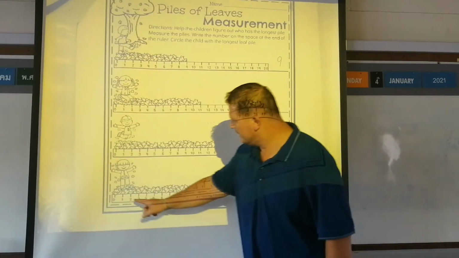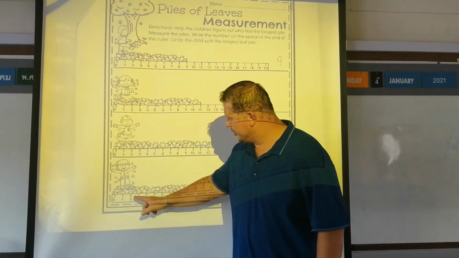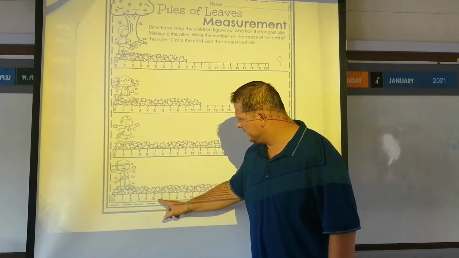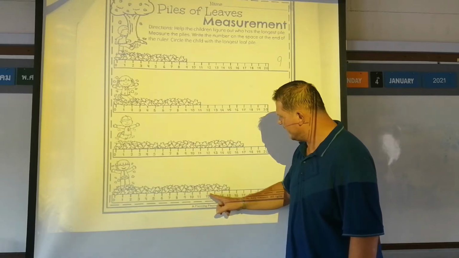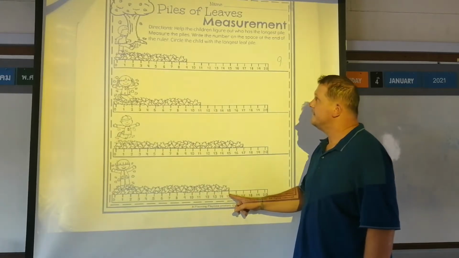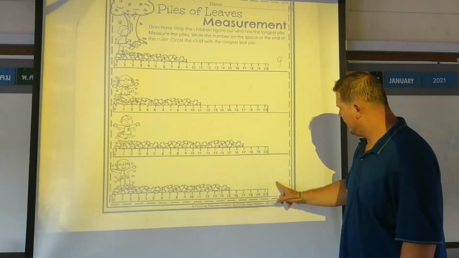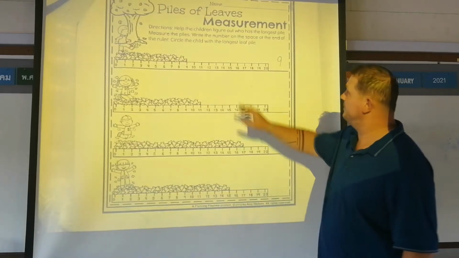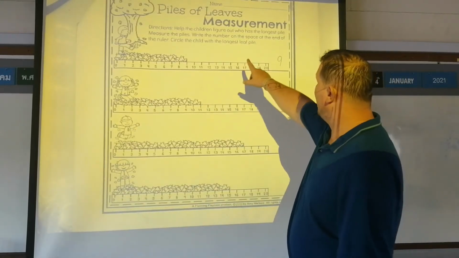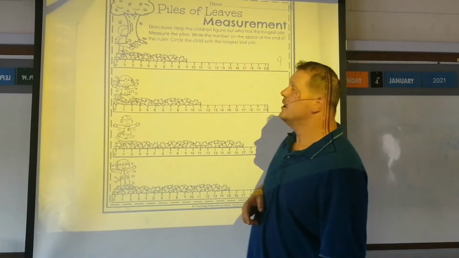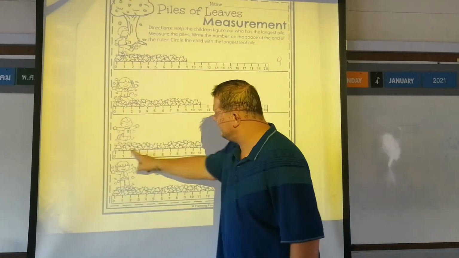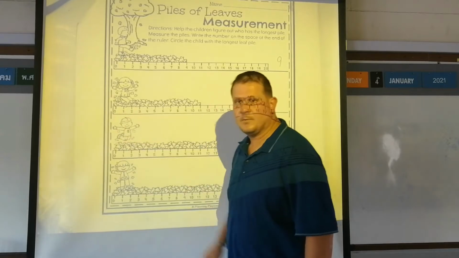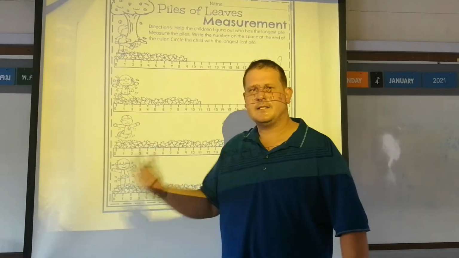And this one, 1 to 15. So you put a 15, right? And then the second part of the question: circle the child with the longest leaf pile. It's going to be this one, right? It's the one with the most leaves. Okay, let's turn the page.